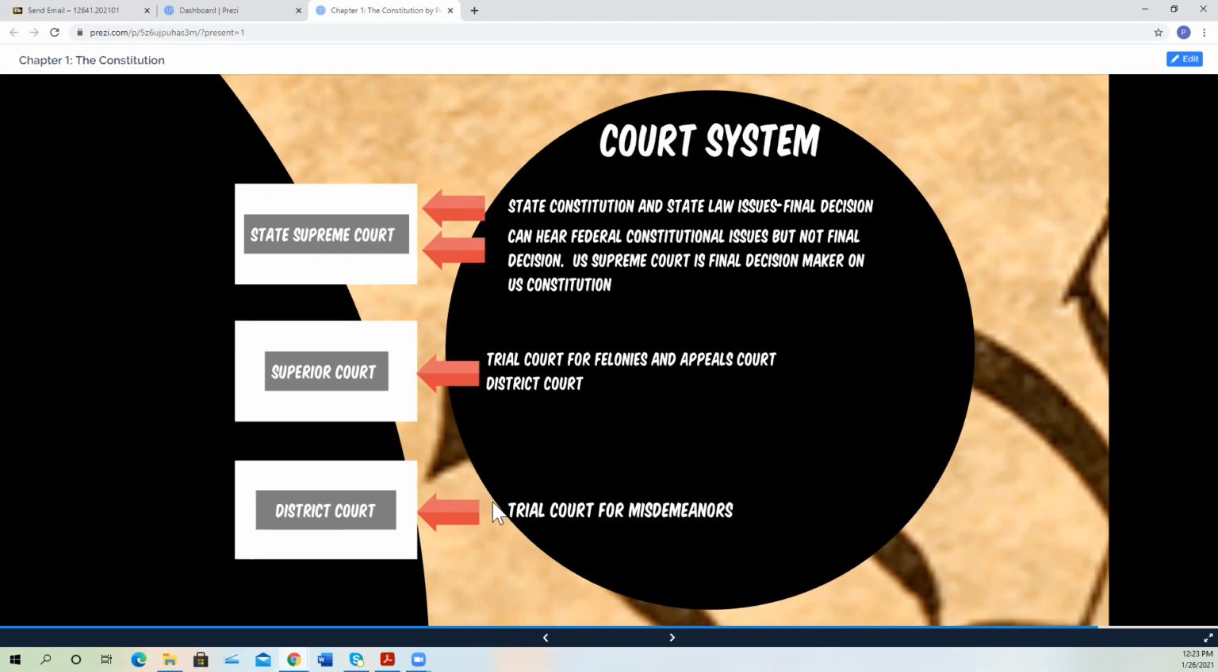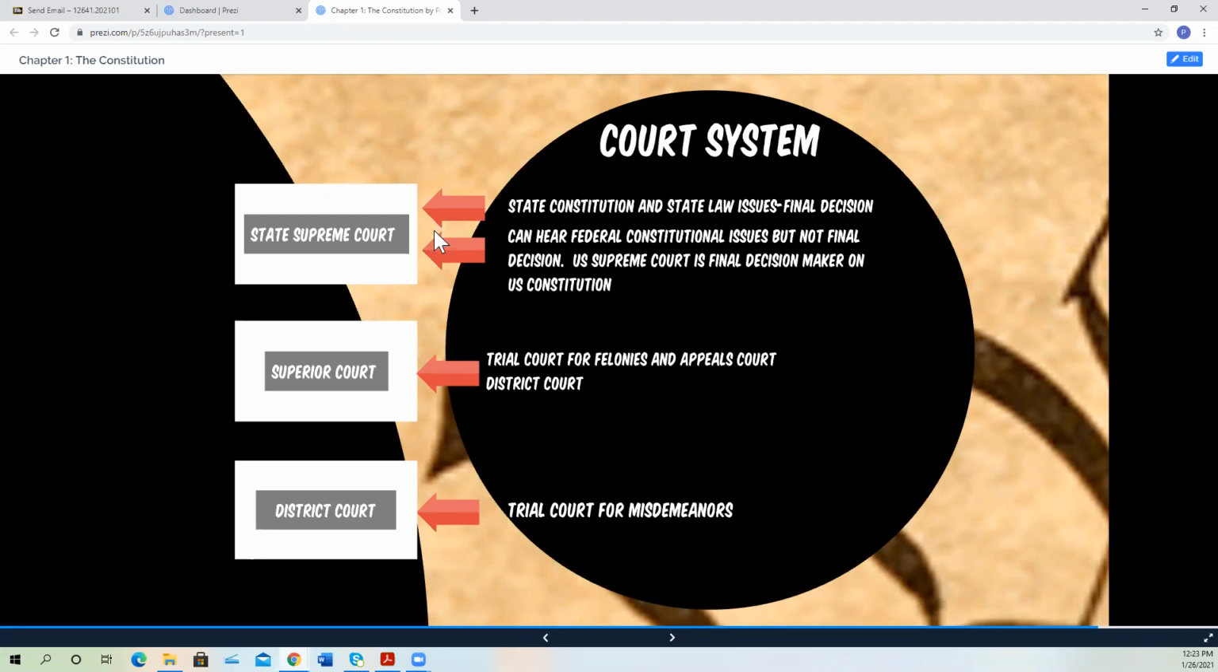We have a district court, which is a trial court for a misdemeanor. If you remember from criminal law, a misdemeanor is the less serious crime than a felony. It's less than a year in jail. So if you're charged with a misdemeanor, that case goes to district court. And superior court is the trial court for felonies. If you're charged with a felony, it goes to superior court. And if you're charged with a misdemeanor and you lose and you want to appeal it, you appeal it to superior court. Whenever you appeal, it always goes up.